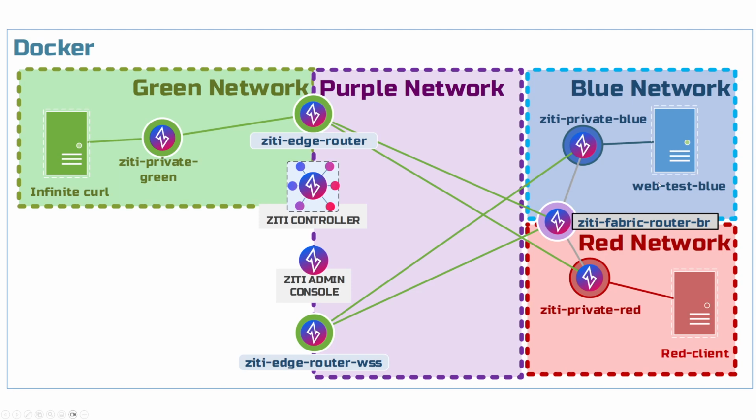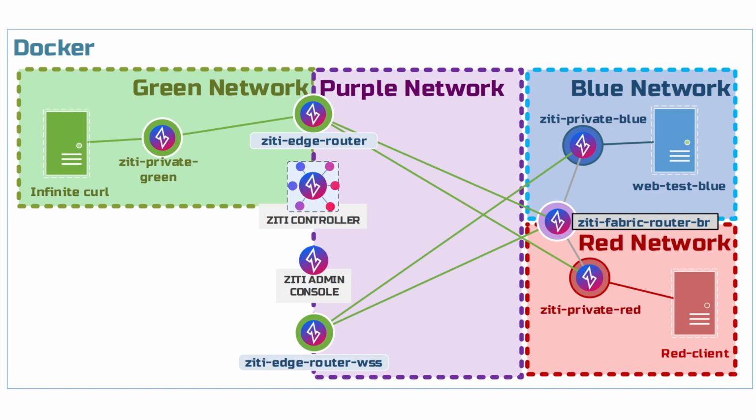web-test-blue.zd, something like that. It'll traverse the overlay through the edge router to the ZD fabric router and into the ZD private blue router, where it will offload from the overlay network back to the underlay, back to the HTTP server, and we'll see an ASCII art of the OpenZiti logo.